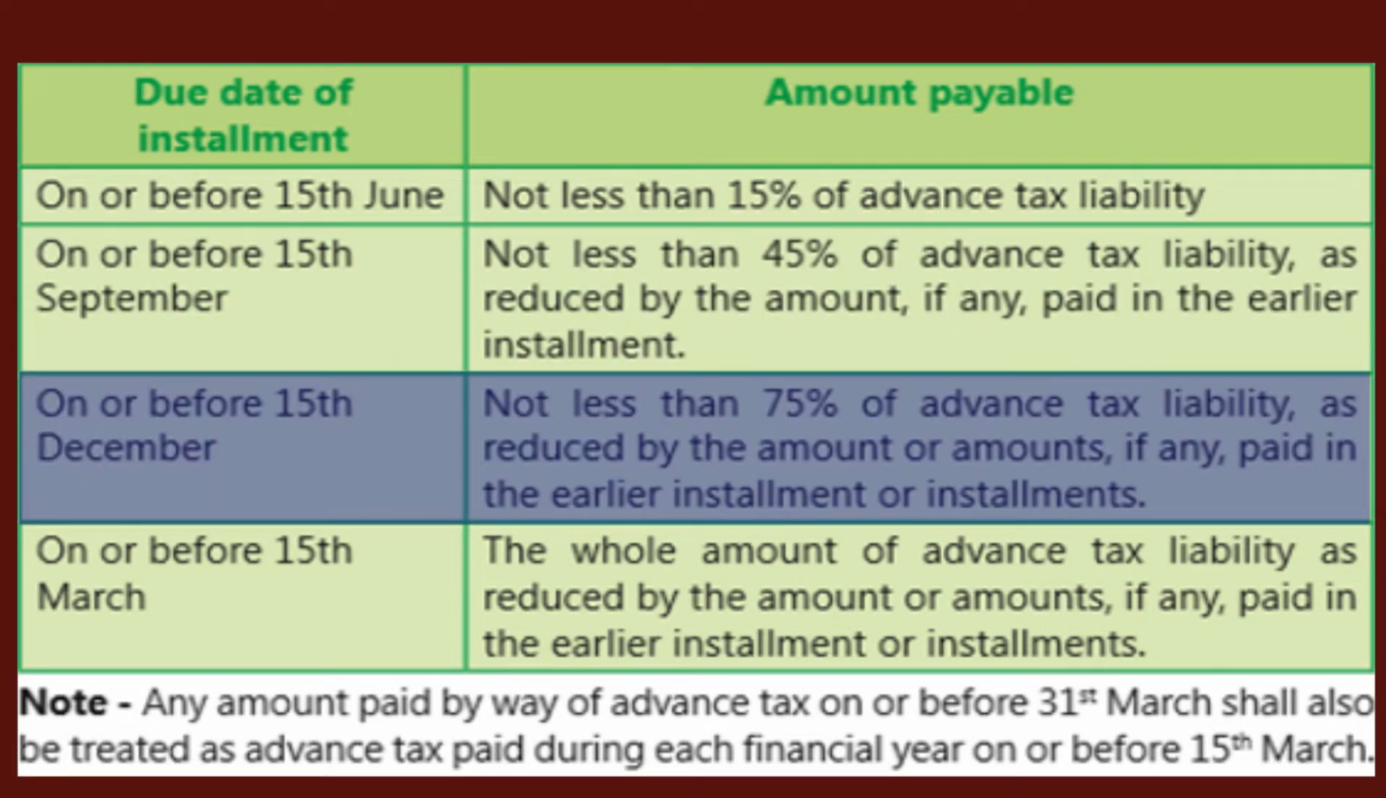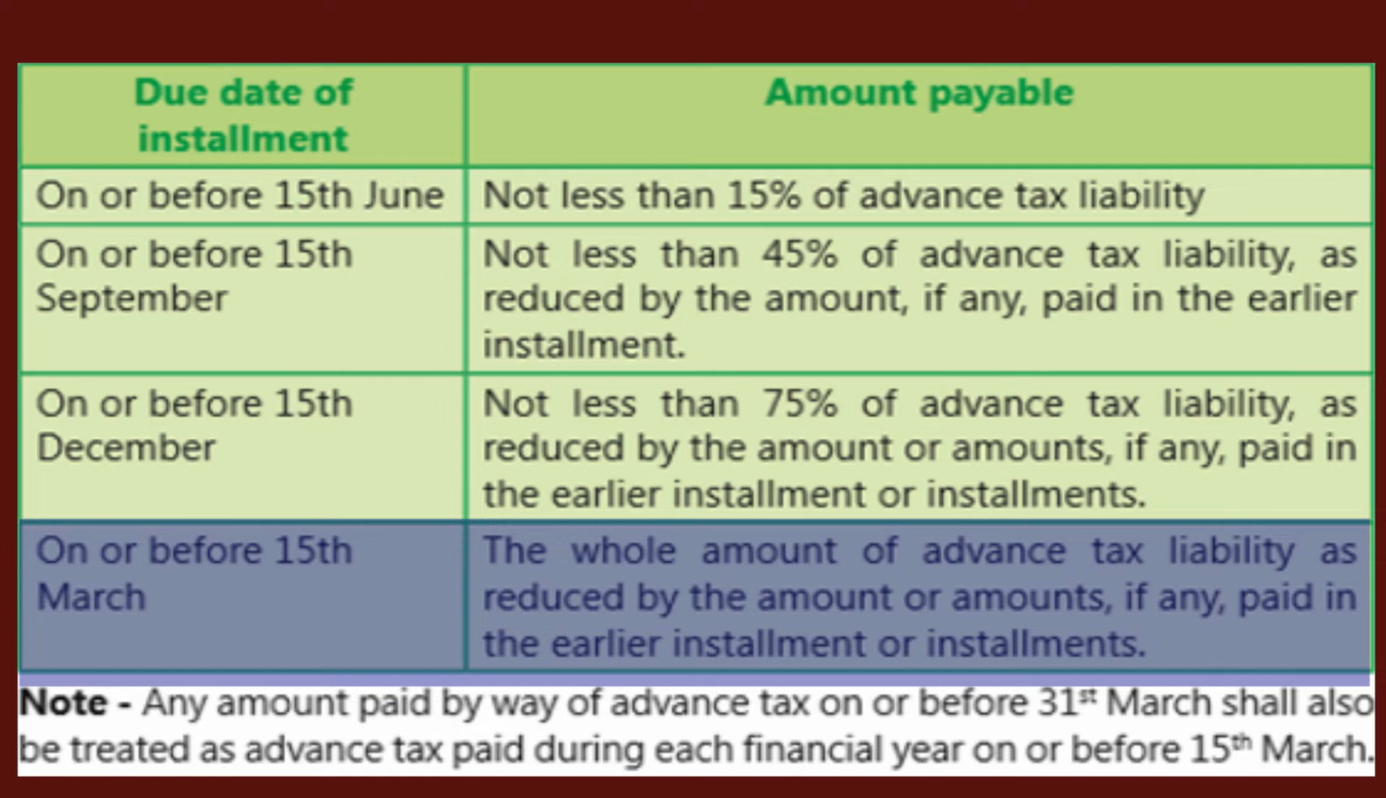By 15th of December, not less than 75% of the advance tax liability is to be paid, and by 15th of March, the whole amount of advance tax liability as reduced by the amount, if paid earlier, must be paid by the assessee. So, there are 4 dates of advance tax.